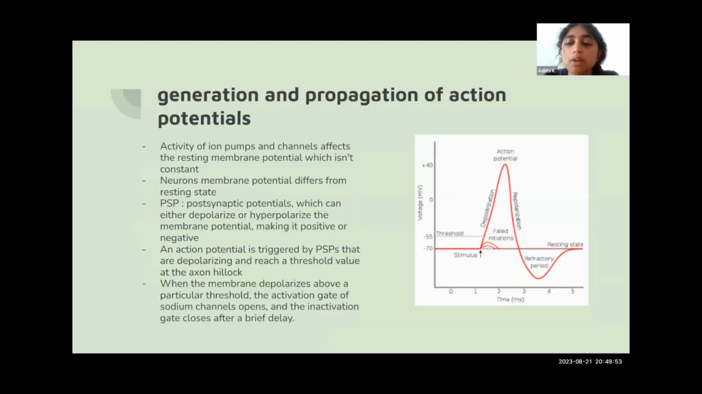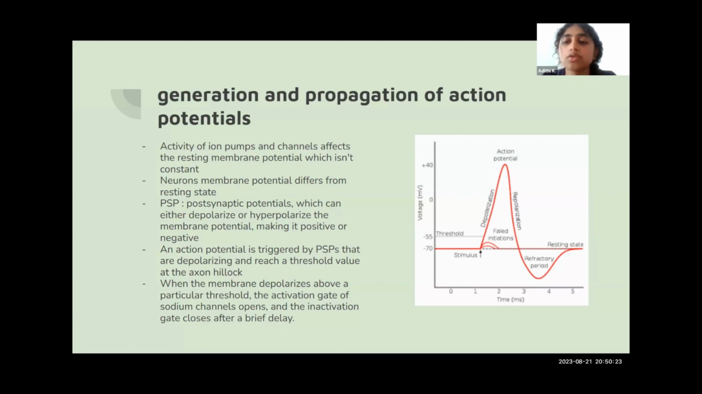So the generation and propagation of action potentials. The activity of ion pumps and channels affects the resting membrane potential, which is not constant. A neuron's membrane potential differs from its resting state when it receives synaptic inputs from other neurons or sensory stimuli from the environment. These changes are also known as graded potentials or postsynaptic potentials, or PSPs, and they can either depolarize or hyperpolarize the membrane potential, making it more positive or more negative.